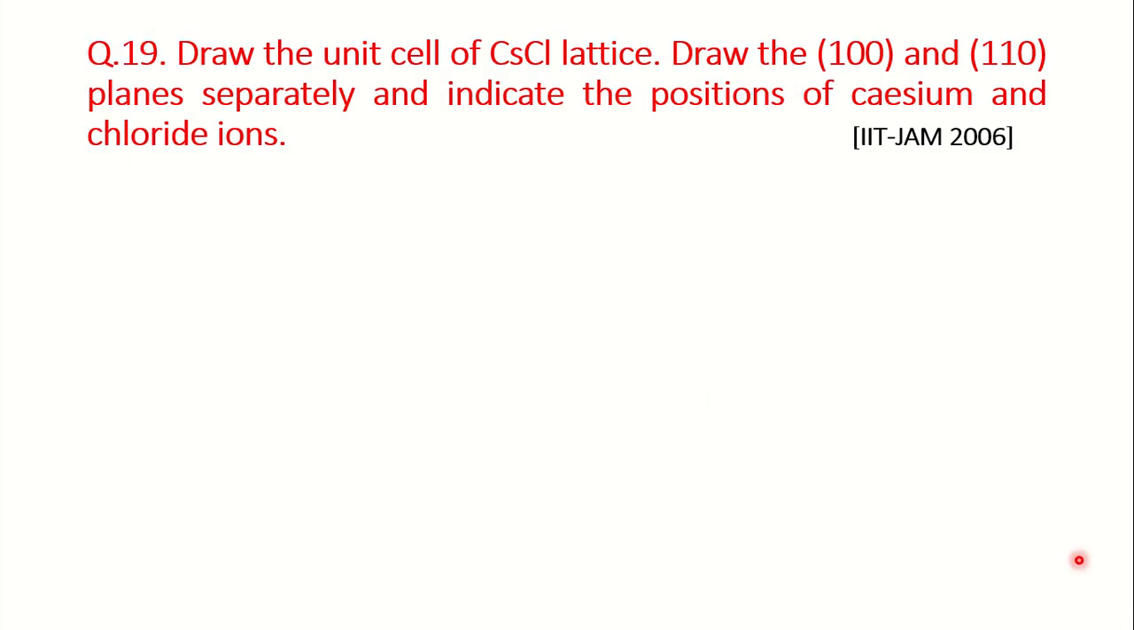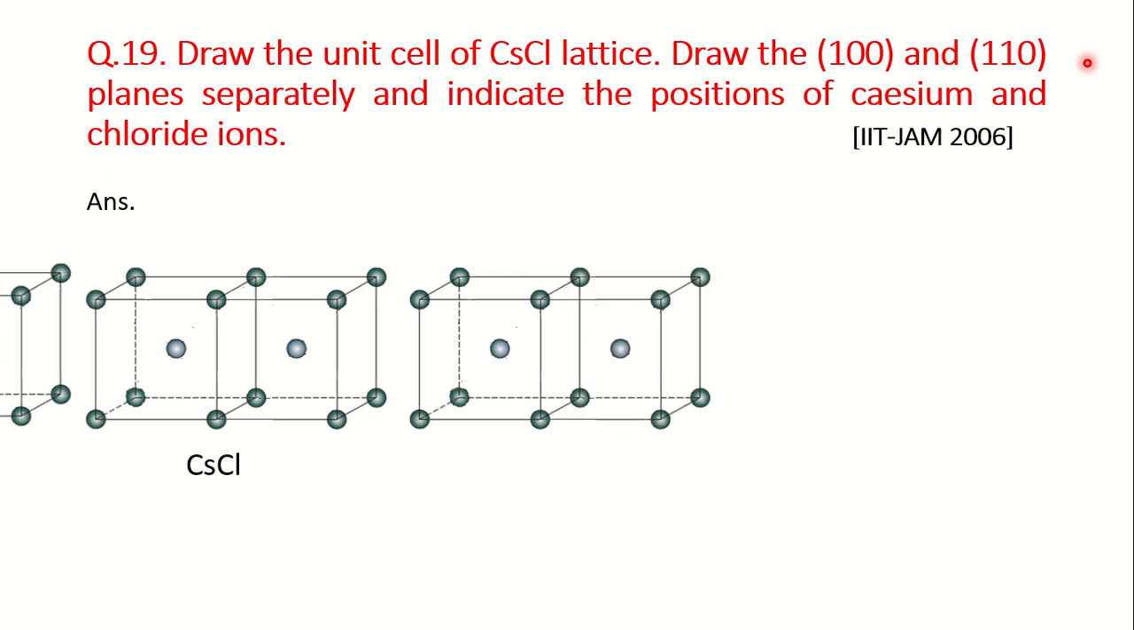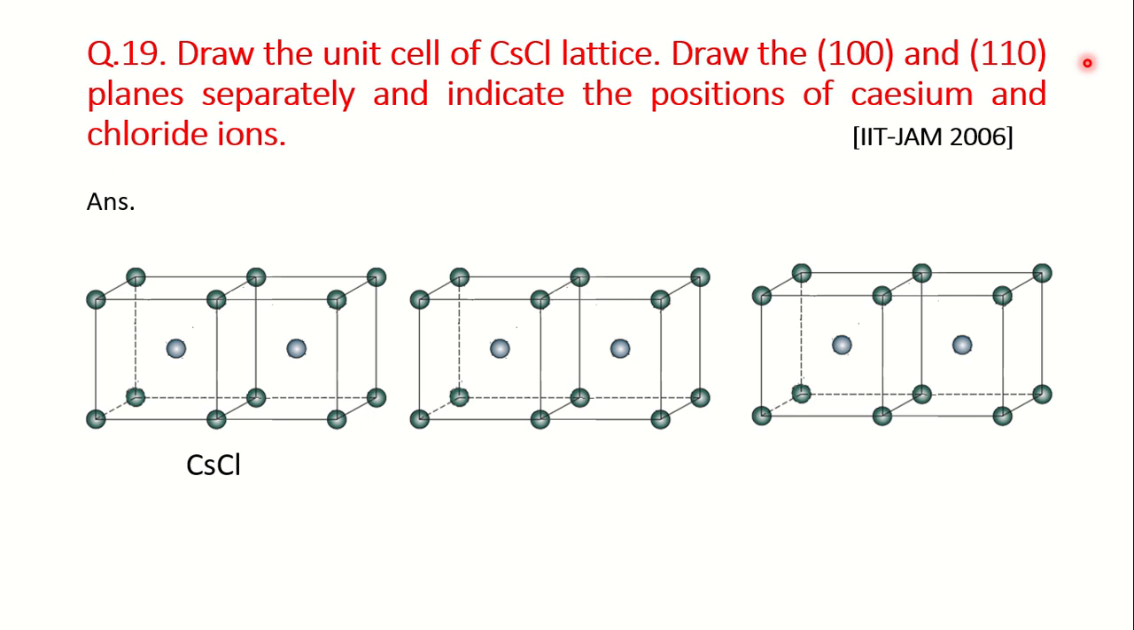Next question: draw the unit cell of the cesium chloride lattice. Draw the 100 and 110 planes separately and indicate the positions of cesium and chloride ions. This came in 2006. In those days, for descriptive questions, you had to draw this structure. But for this 100 plane and 110 plane, you should have some clear concept. That is why I put this question here. So this is the cesium chloride structure. Let us repeat this picture here in order to draw these planes.